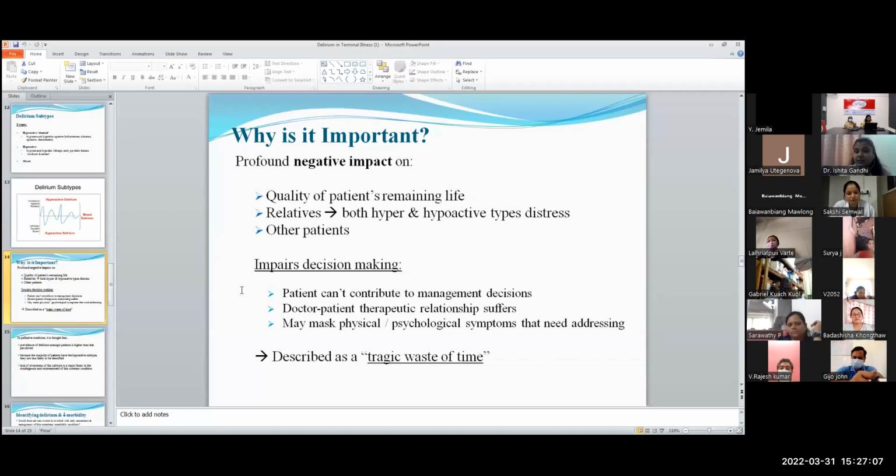It also masks physical or psychological symptoms that might need addressing. The patient is so agitated, we are not going to concentrate on the pain, right? We are not going to concentrate on any other physical symptom which actually needs addressing. We would not be able to see that because the patient is agitated, delirious, sedated, in a stupor, or in a hypoactive delirious state.